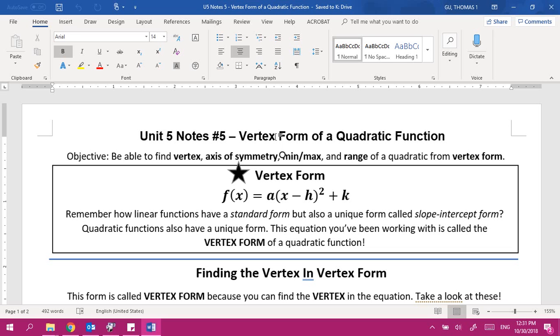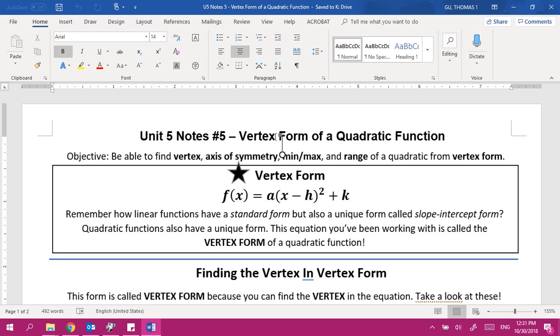Alright, so this is notes number 5 and it's vertex form of a quadratic function. So up until now, we've always graphed the function first, right? And then we found the attributes. We'd graph the function and then we'd find domain, range, all that stuff. But today, we're going to be able to find the vertex, axis of symmetry, minimum, maximum, and range of a quadratic function, all just by looking at an equation. We're not going to have to graph all of it, okay?